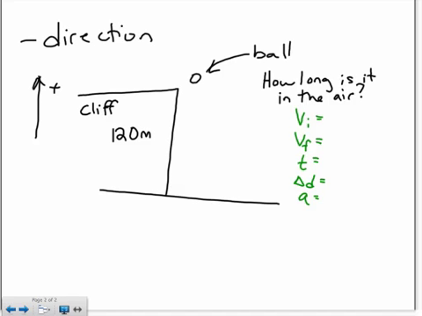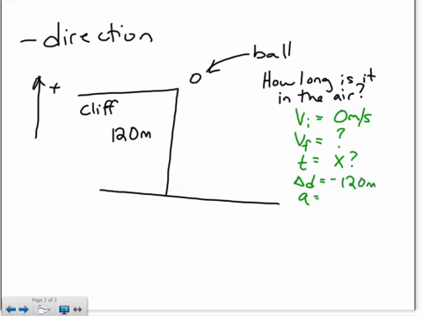So do we know initial velocity? Yes, 0. Dropping it from rest. Do we know the final velocity? No. Whatever the velocity is down here, we are not sure. We don't know final velocity. Do we know time? No, that's alright. That's what we're looking for. Delta D? 120.